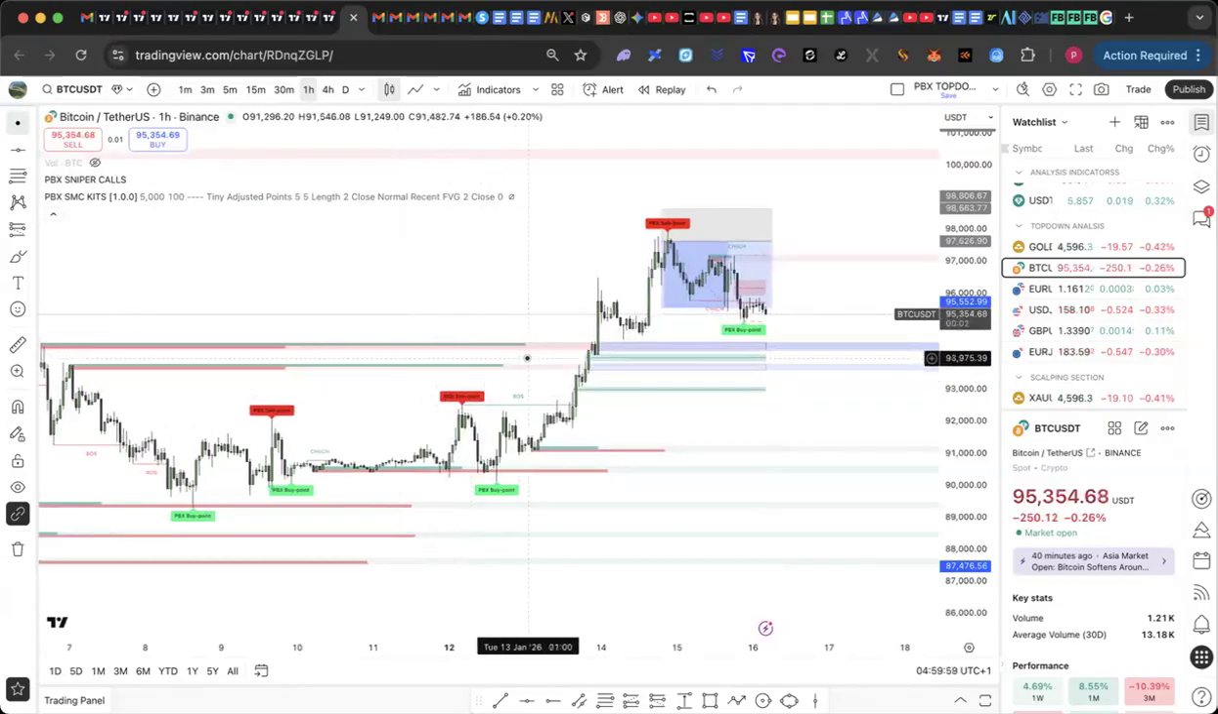This market is only telling you that all of these were resistance. Now it will turn support here. So that's why when the market crosses it, you record it as a breaker block. So this is a bullish breaker block.